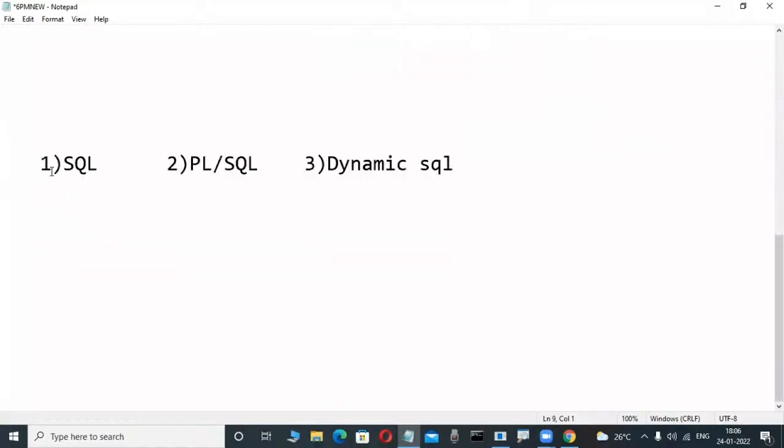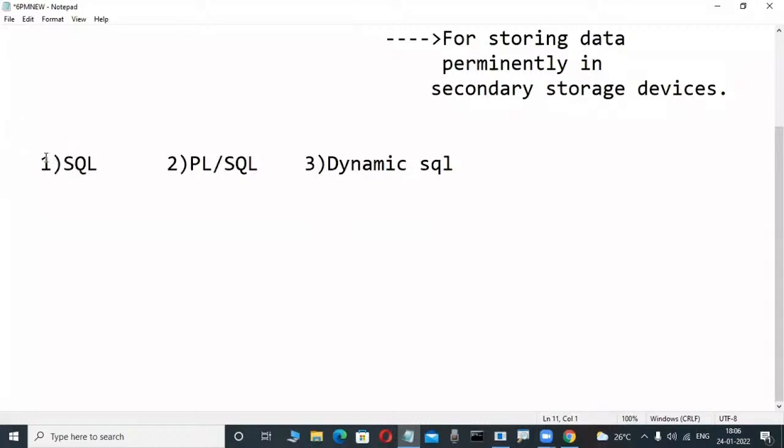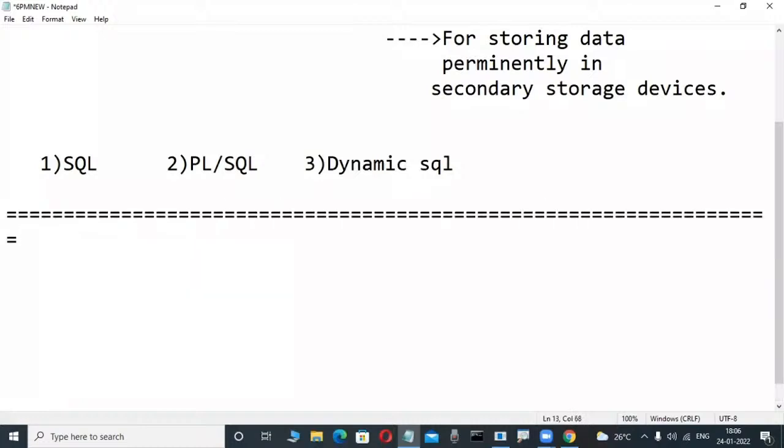For operating that data model product, we are using SQL. But unfortunately, for the Oracle database product, if you want to operate it, we are using three languages. One is SQL, another one is PLSQL, another one is dynamic SQL. Up to this point, we learned in the previous classes.